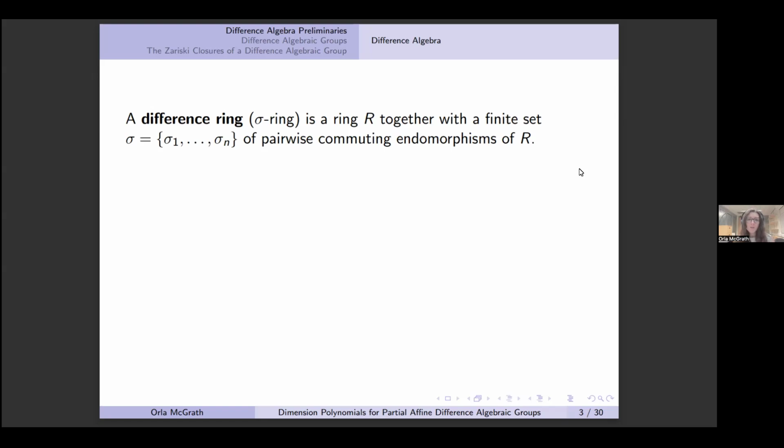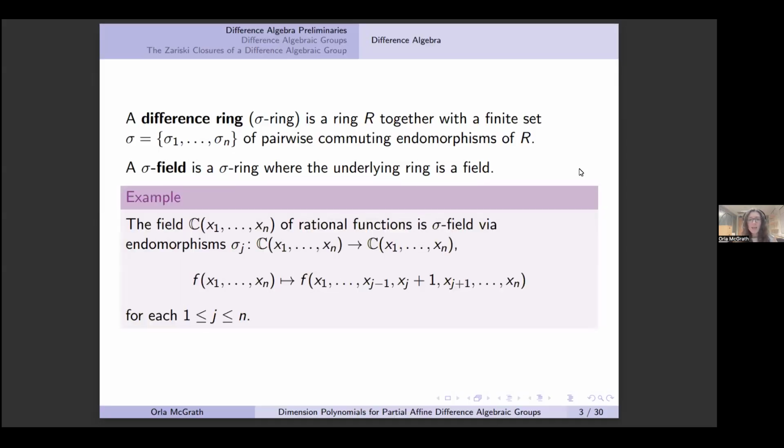Many notions from standard algebra have their difference algebraic analogs. For example, a difference field is a difference ring whose underlying ring is a field. An intuitive example is the field of rational functions in n variables, where our jth endomorphism shifts the jth coordinate by 1 in the function. This is kind of the intuition. A lot of the time we might think of these maps as sort of shifts.